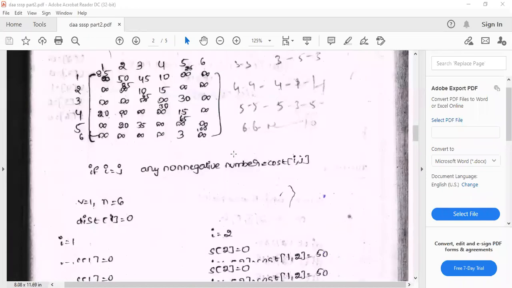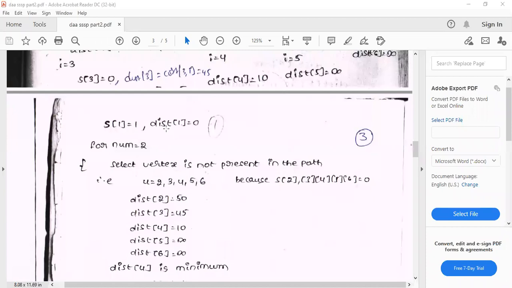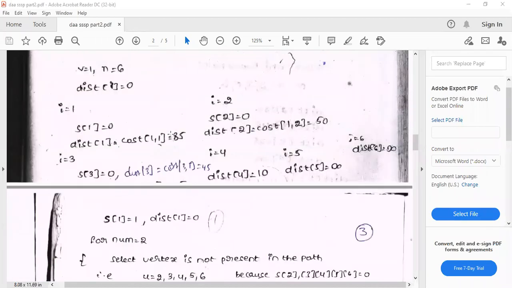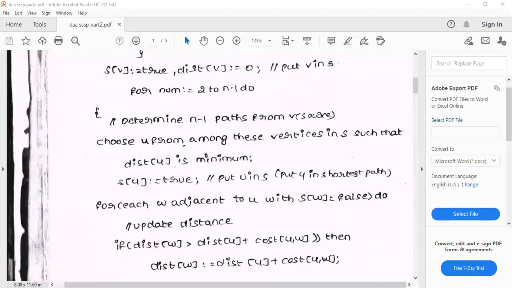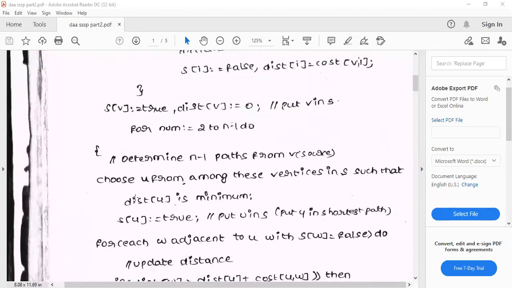You are representing here on the third page that S1 equal to 1 and distance 1 equal to 0. Next, determine n minus 1 paths from vertex v. Determine n minus 1 paths means determine 5 paths, since you already have 6 vertices. So you are finding the shortest path from 1 to 2, 1 to 3, 1 to 4, 1 to 5, and 1 to 6.